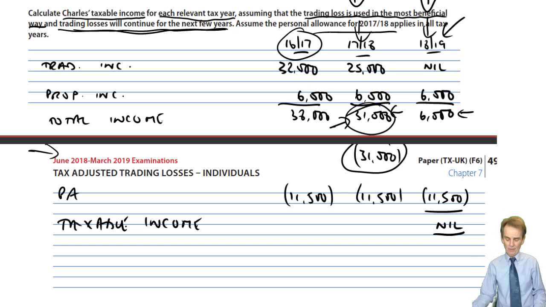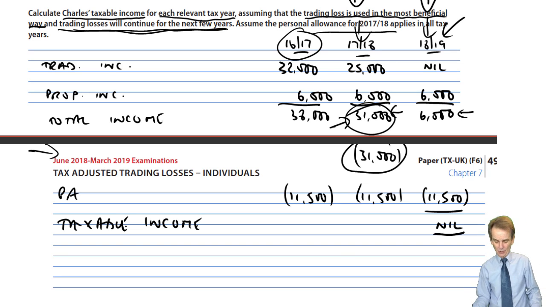The remaining loss, we've got £84,000 of loss. We'll have used here £31,000 of that loss.